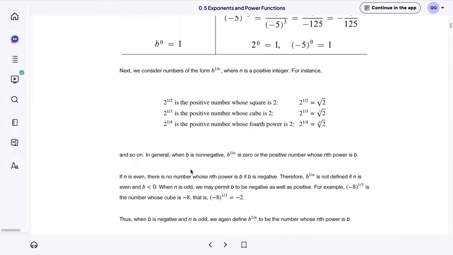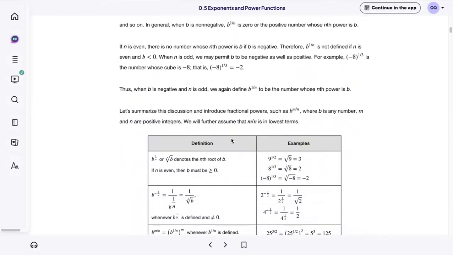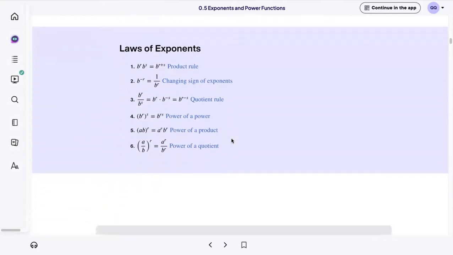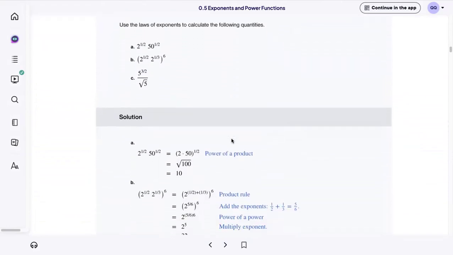Then with a fractional exponent, 2 raised to a half is the square root of 2. 2 raised to 1/3 is the cube root of 2. 2 raised to 1/4 is the fourth root of 2. Okay, those are lots of exponents. Let's see these ones.